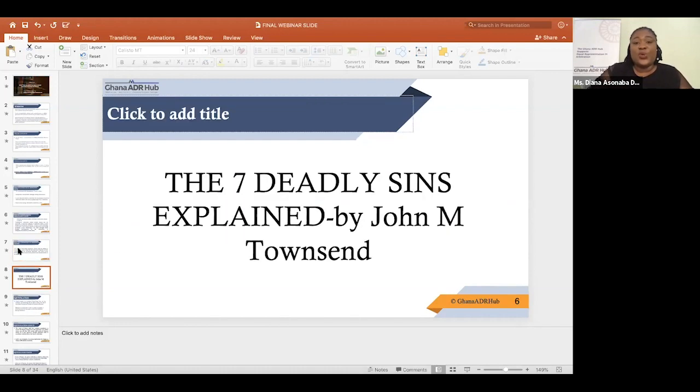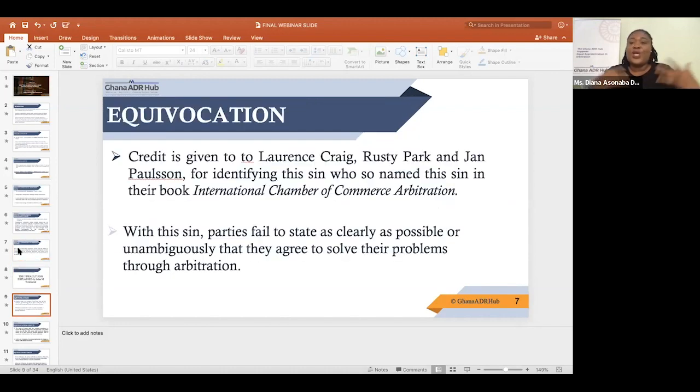Now, let's quickly go on. I am aware I have just about 30 minutes to discuss these 7 deadly sins. The first sin of pathological clause, as I've stated, I'm here to tell you the ones you should avoid because it's easier to talk about those ones and then give you guidelines on recommended clauses. The first sin you want to avoid in drafting your arbitration clause is what we call the sin of equivocation.